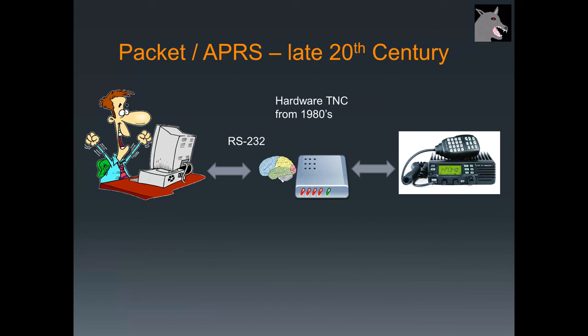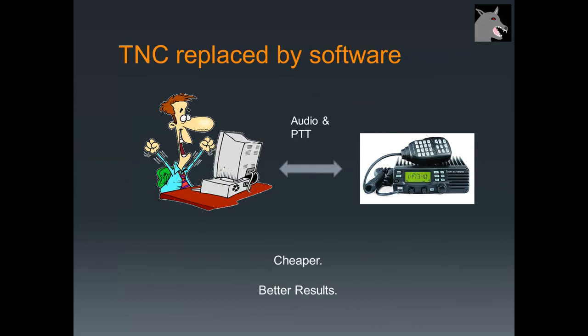So, up to 20 years ago, this was the accepted way of doing things. You'd have your computer program. The computer talks to a TNC over an RS-232 cable, and you have your radio. But you don't need special hardware for modes like FT8 or PSK31. So what makes people think you need special hardware for APRS? You can do it better and cheaper just using software.